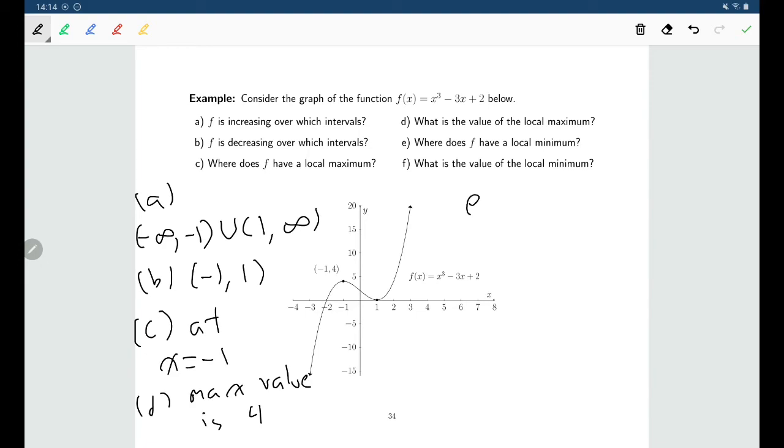And let's do E and F. Where does it have a local minimum? So here we decreased, then we increased. The local minimum happens when x is +1. And what is that minimum value? That minimum value is y value of 0.